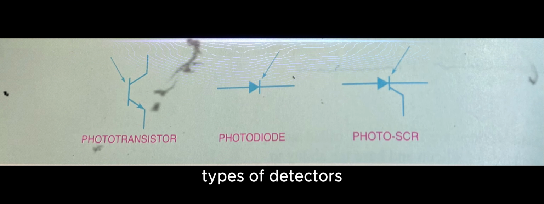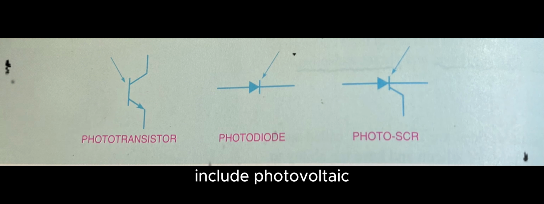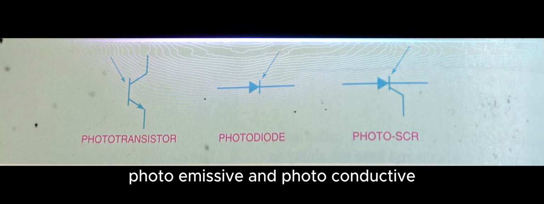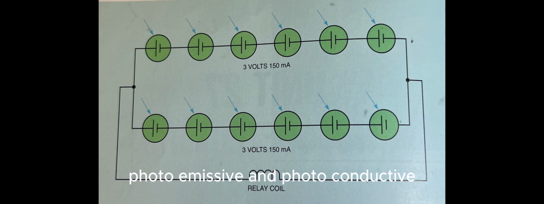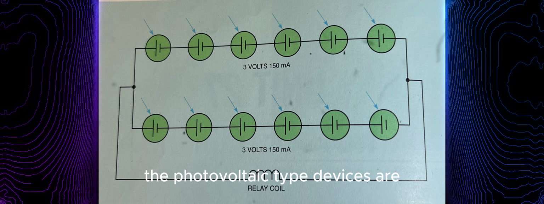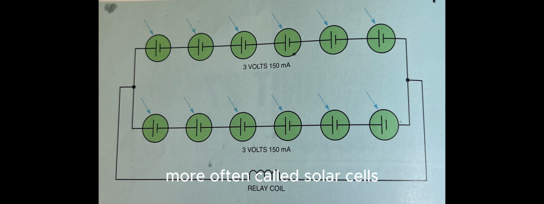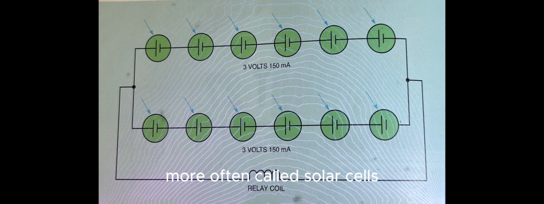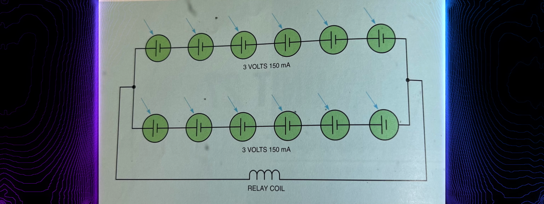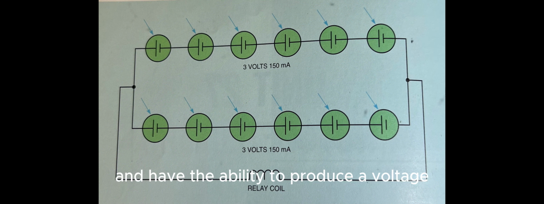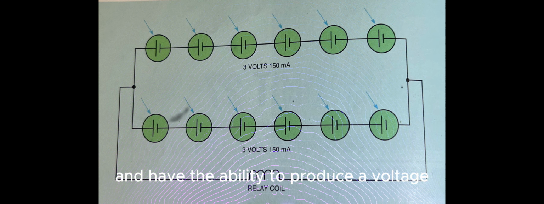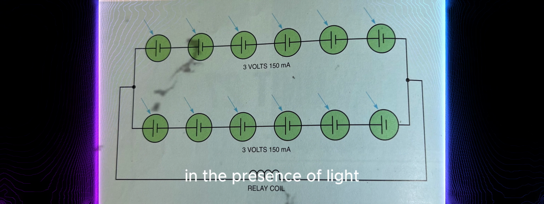Types of detectors include photovoltaic, photoemissive, and photoconductive. The photovoltaic type devices are more often called solar cells. They are made of silicon and have the ability to produce a voltage in the presence of light.